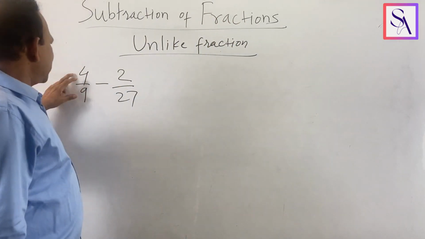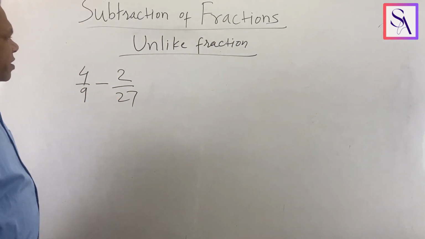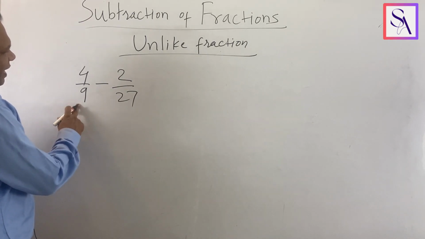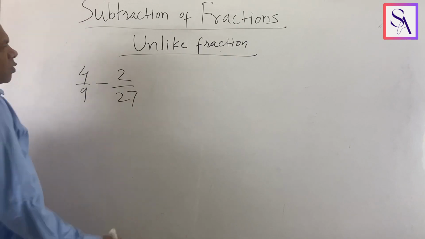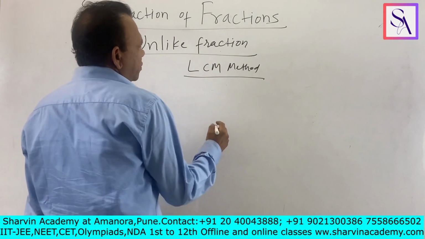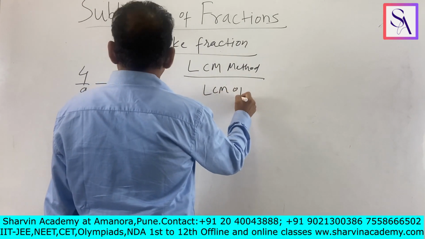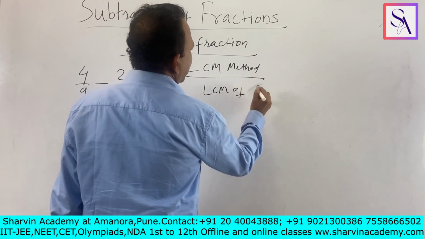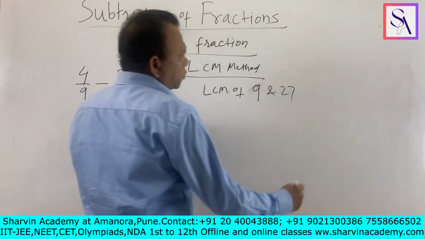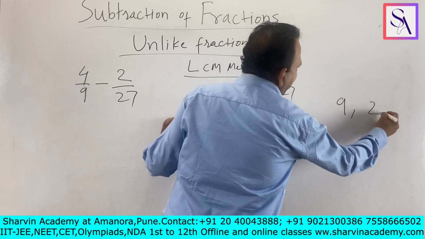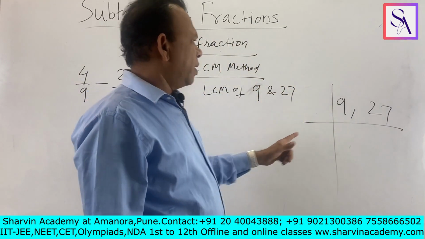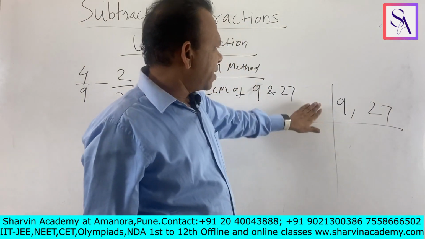So my next example is 4 by 9 minus 2 by 27. These two are unlike fractions because the denominators are not the same, 9 and 27. So I will use the LCM method. So LCM of 9 and 27. How to calculate it? 9, 27, I have to write like this. I have to find a number which will divide both the numbers. I will start from 2.